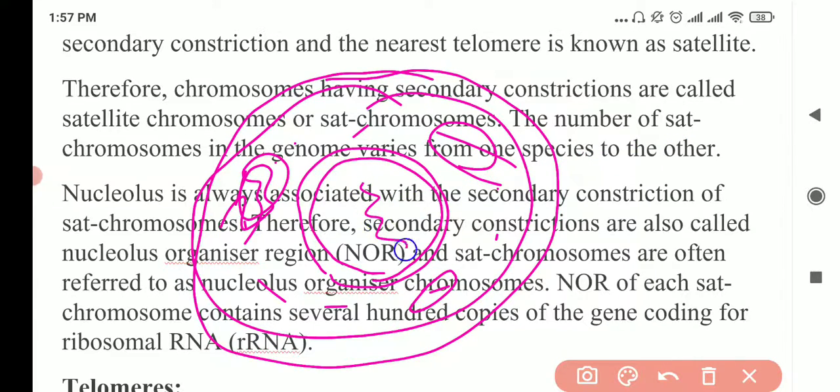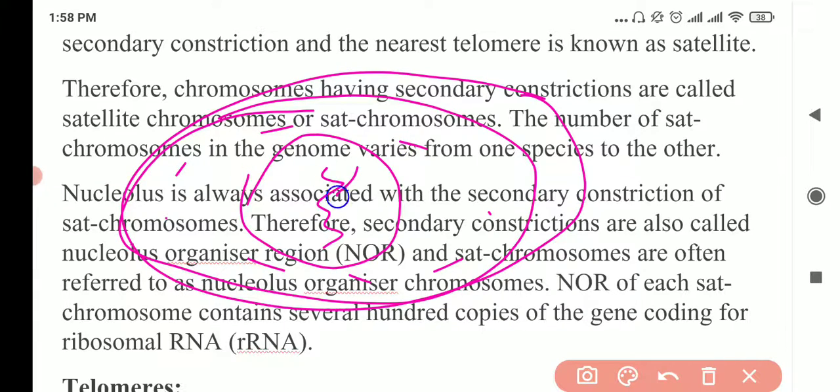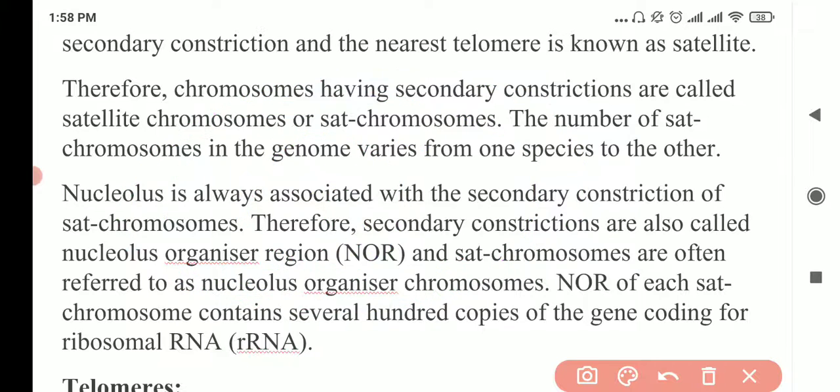Then you have your chromosomes. Inside the nucleus, there is a small round and dark region. This small round dark region is known as your nucleolus. Let me repeat. Inside the nucleus, then here are your chromosomes, then inside the nucleus is your nucleolus. It's a darkly stained region, round in shape. So this nucleolus is always associated with the secondary constriction of the satellite chromosome.